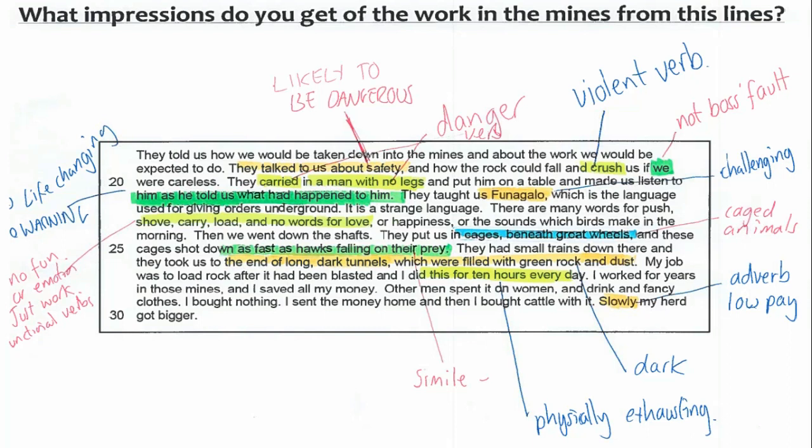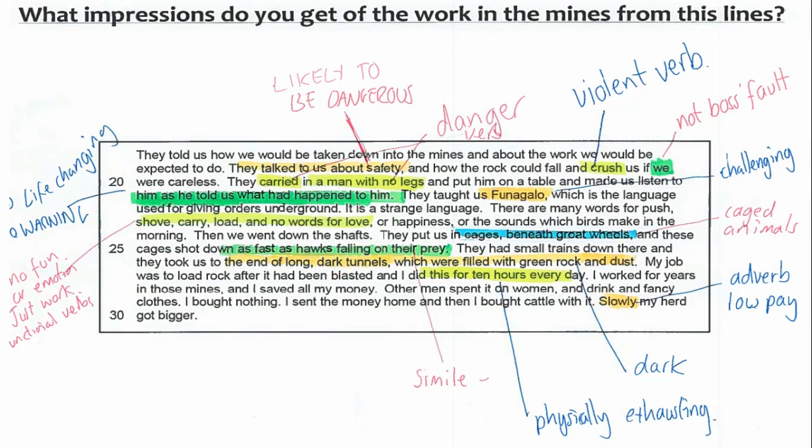Then it says they took us to the end of a long, dark tunnel. So again, long and dark, especially dark, the adjective dark tells us that it's a depressing place, because the connotations with the word dark are death, negativity, emptiness. So these dark tunnels, almost suggesting you're never going to come out of them.